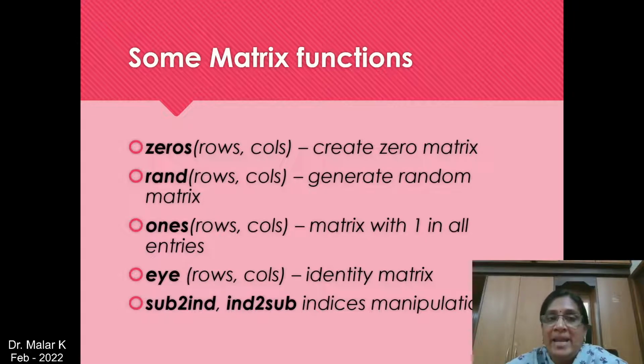And also Matlab has some matrix functions. Zeros, with rows and columns, creates a zero matrix. Whenever all elements of a matrix are zero, for example a 3 by 3 matrix with all elements zero, that is the zero matrix. Rand, with respect to rows and columns, creates a random matrix. Ones creates a matrix with all entries equal to one.